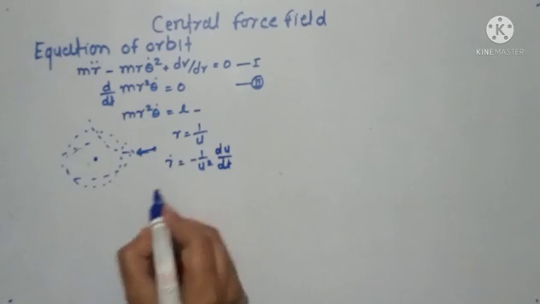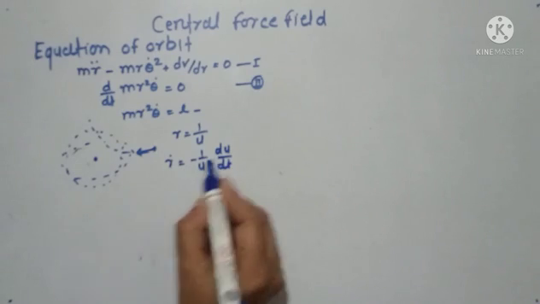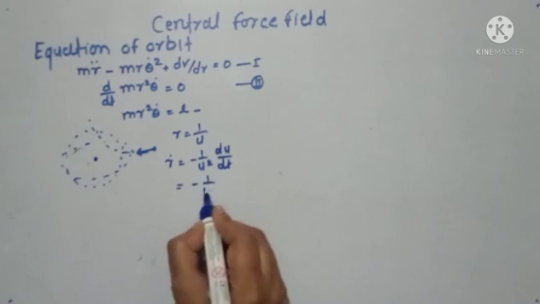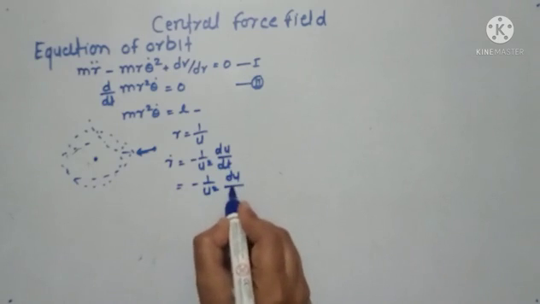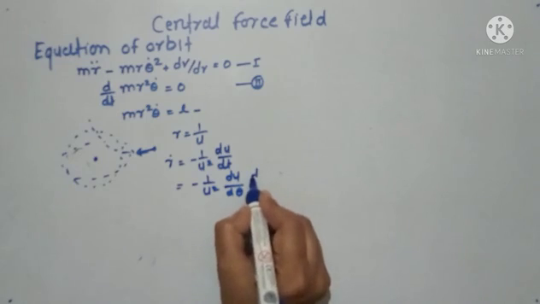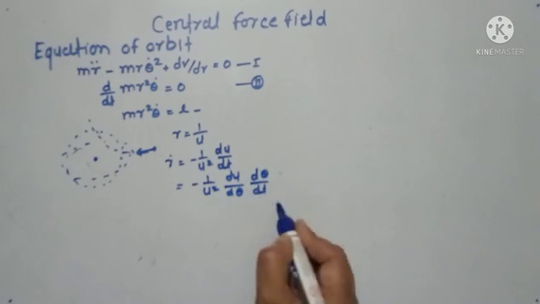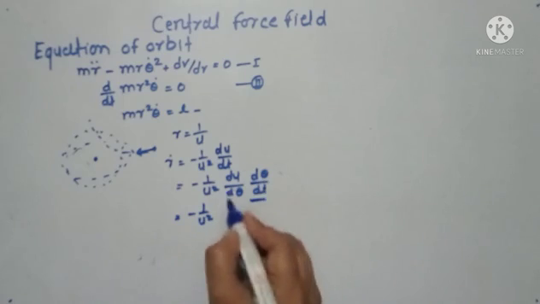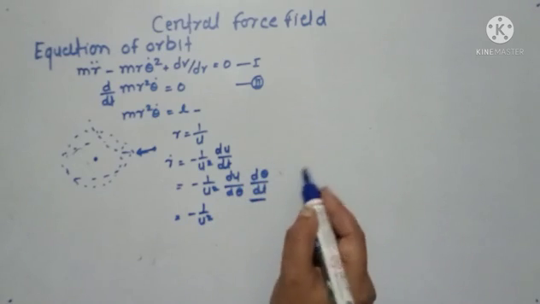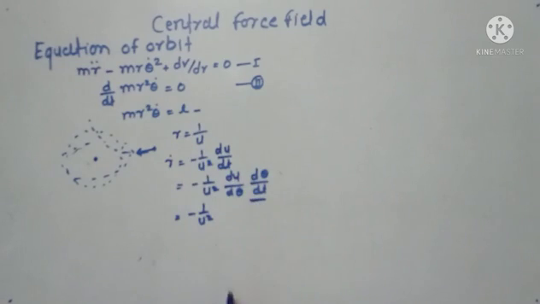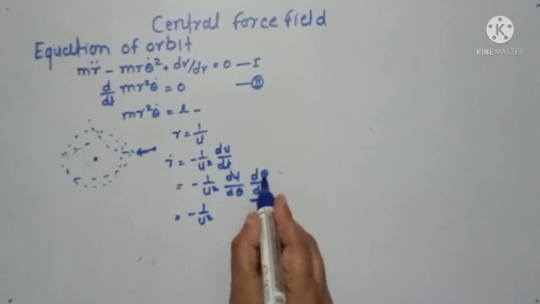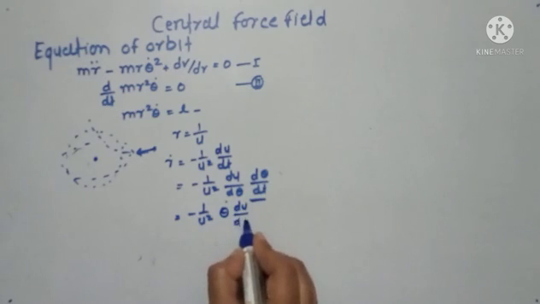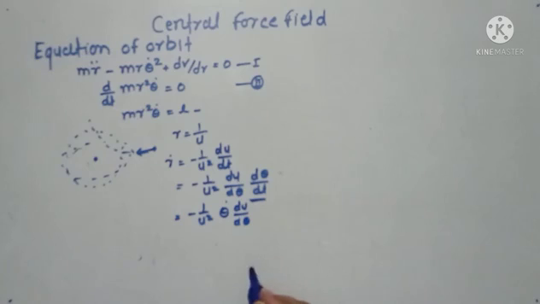And for r double dot, I want to convert it into d theta, so I can write it as du upon d theta into d theta upon dt. Now this term is nothing but theta dot. These are just some mathematical steps to attain the equation of the orbit. So d theta upon dt is theta dot, into du upon d theta. So this is the value of r dot.